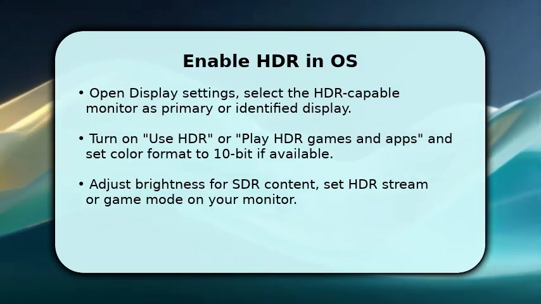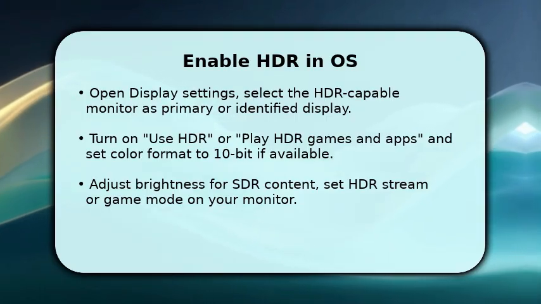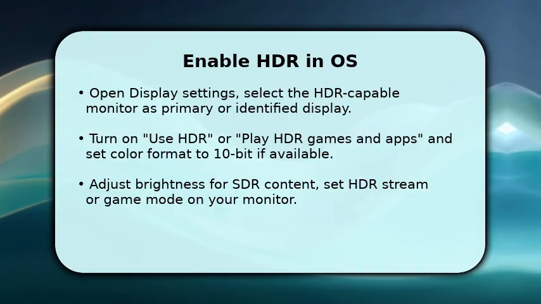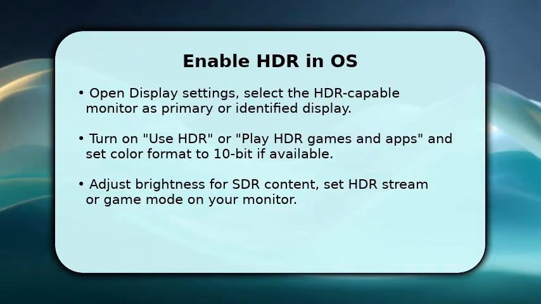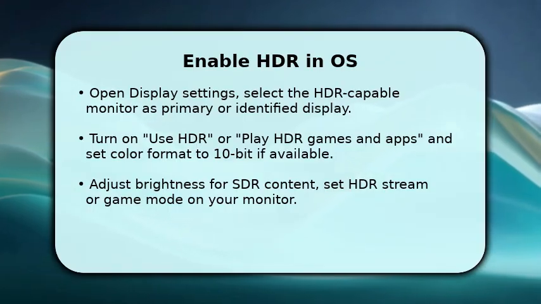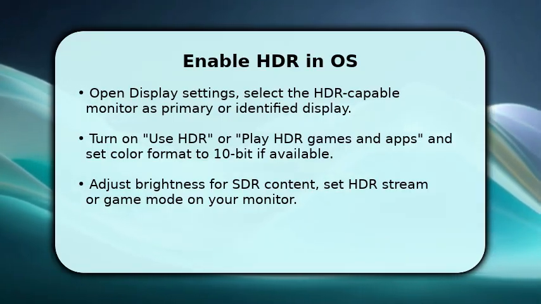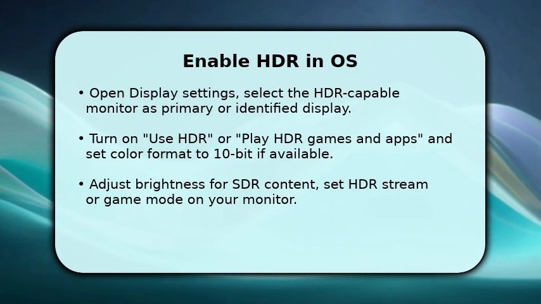Open display settings, identify the HDR-capable monitor, and enable Use HDR or Play HDR games and apps. This lets the OS send HDR metadata. Then choose a 10-bit color output or highest color depth option so you get the expanded luminance range. Make sure HDR content or apps are set to allow HDR playback.